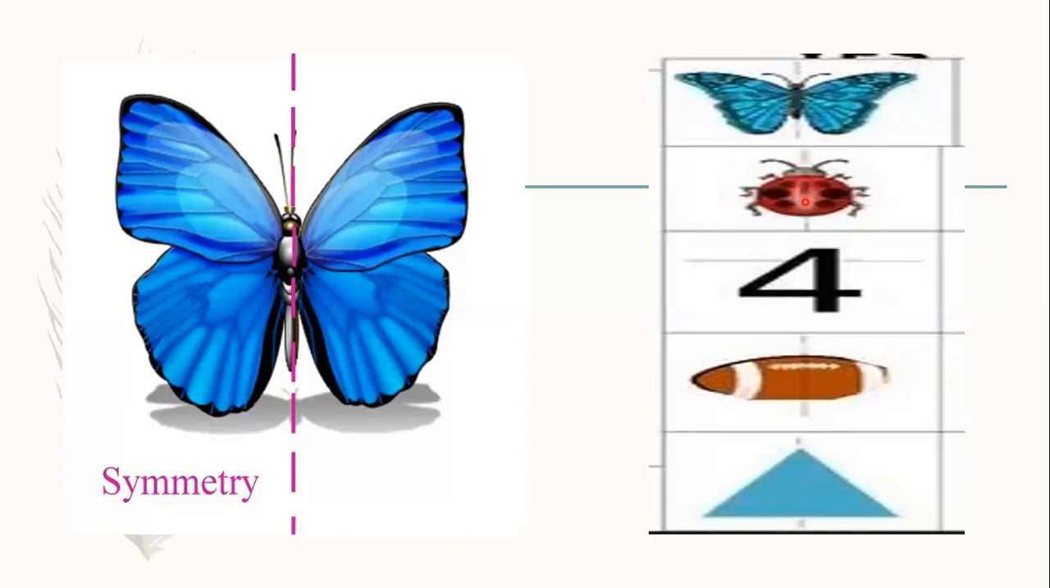And here also a line is shown from the vertical axis, which divides the bug into two exact halves. So this figure is also a symmetrical figure. But you see the third figure, it is number 4. Number 4. And where is the axis of symmetry?